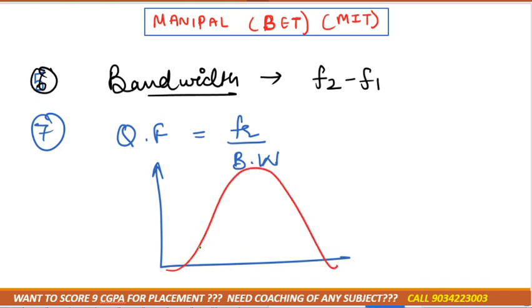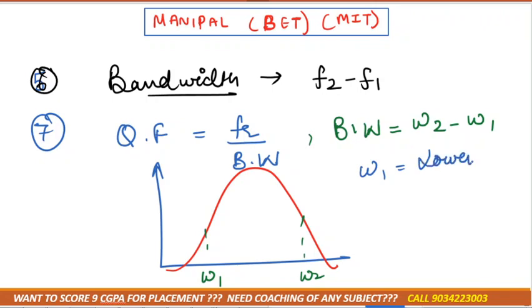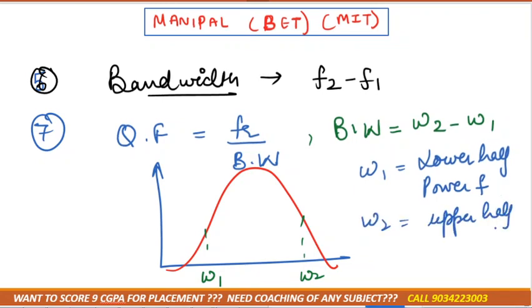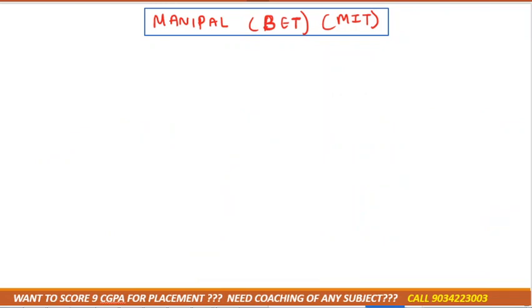Okay, so basically we'll have a graph like this. In this we'll have two frequencies. Suppose this one we can consider as omega 1, this one we can consider as omega 2. So what is bandwidth? Bandwidth is, as I told you, the difference in the two frequencies, that would be omega 2 minus omega 1, where omega 1 is the lower half power frequency and omega 2 is the upper half power frequency. Okay, so sometimes in some of the questions they ask you the value of omega 1 and omega 2 also. Write down the formula for that also.